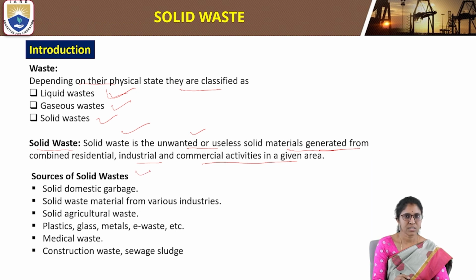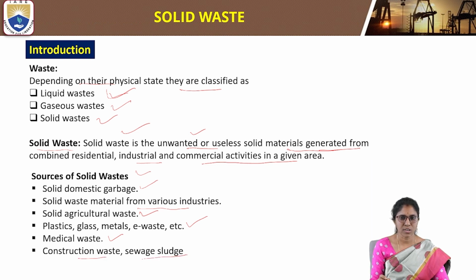So, what are the sources of solid waste? Solid waste sources are solid domestic garbage, solid waste material from industries, and solid agriculture waste, plastic, glass, metals, electronic waste, etc. Medical waste, construction waste, sewage and sludge waste are also solid waste. So these are the sources of solid waste.